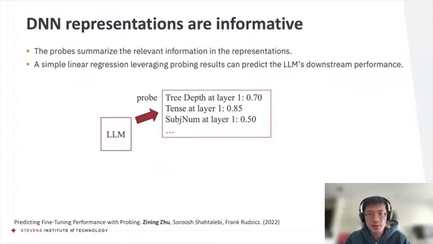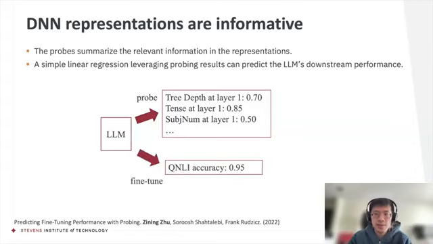So this is quite interesting work that uses a probe to find the relevant information. We find some testing results from the intermediate representations and then use those probing results. We are able to predict the fine-tuning or post-training performance of the language model with very high accuracy, just using a linear regression model. So the representations of the neural networks are informative, and can predict many things.